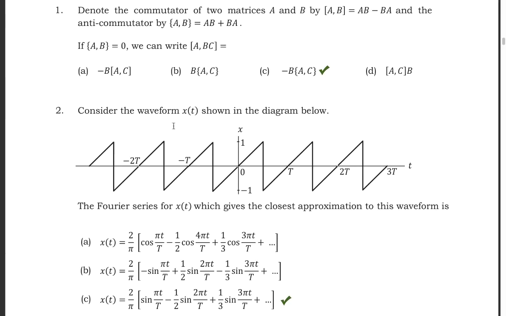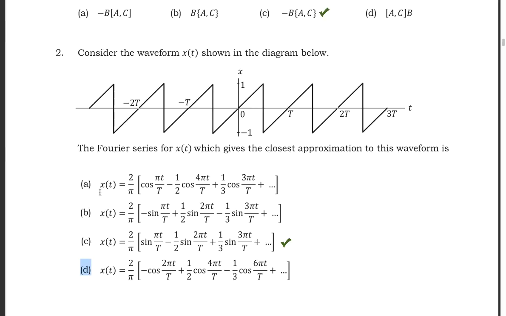Okay, let's look at another question, question number 2. We have been given the waveform x of t as the following diagram, and they ask which Fourier series for x of t gives the closest approximation to this waveform. Now there are 4 options given here, and we have to find the one which closely matches with this waveform given here. Okay, so let's do it again.